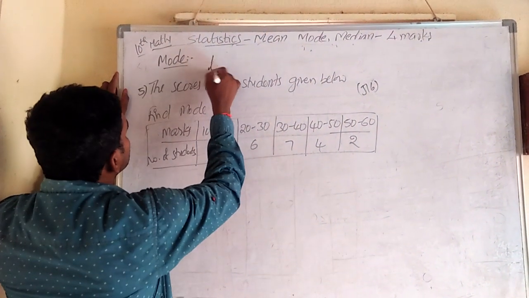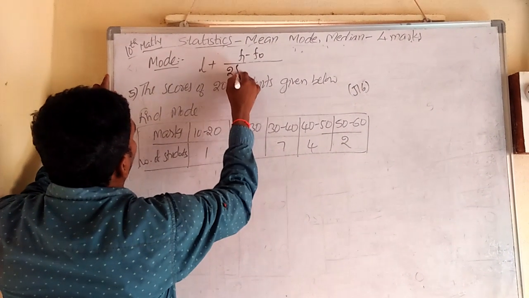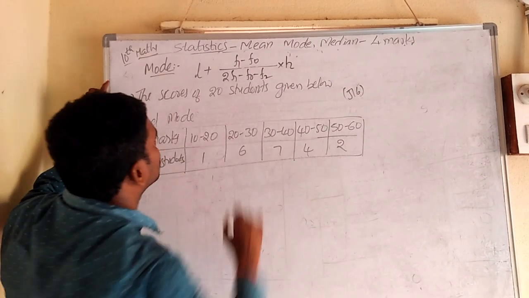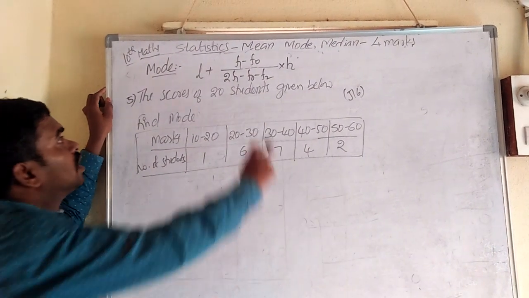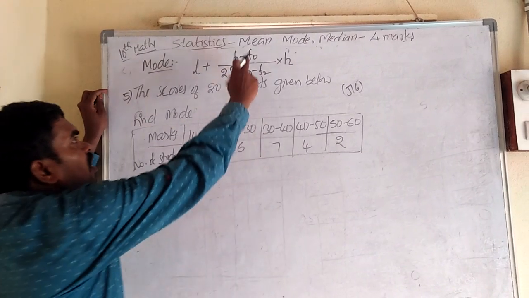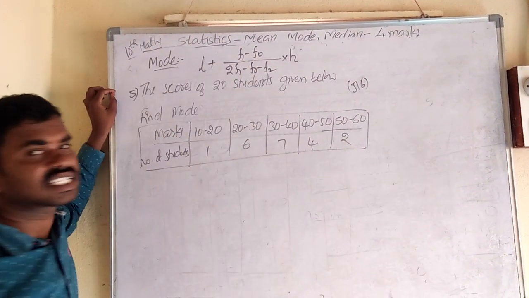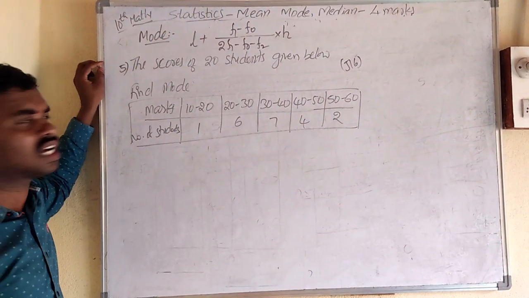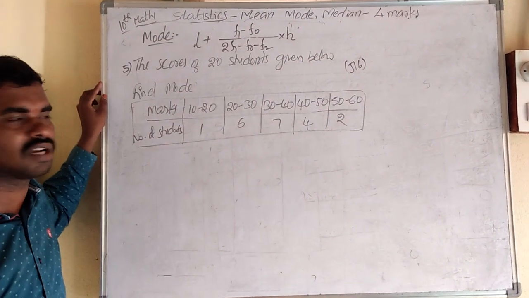The mode formula is L plus (f1 minus f0) by (2f1 minus f0 minus f2) into h. L means the lower boundary of the modal class. f1 means the modal frequency. f0 means the frequency preceding the modal frequency. f2 means the frequency succeeding the modal frequency. h means the size of the class interval. Let us see how we can define f0, f1, f2 in the sum.